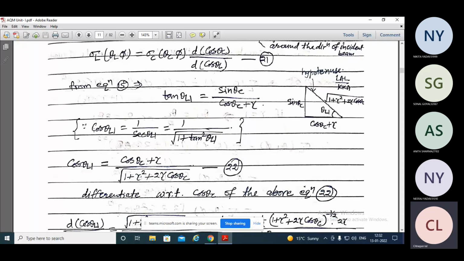So here we want to calculate cos theta L1. Cos theta L1 के लिए क्या फॉर्मूला यूज कर सकते हैं, 1 अंडर रूट 1 प्लस टेन स्क्वायर थीटा L1. So tan theta L1 we have from here, so you can put here.